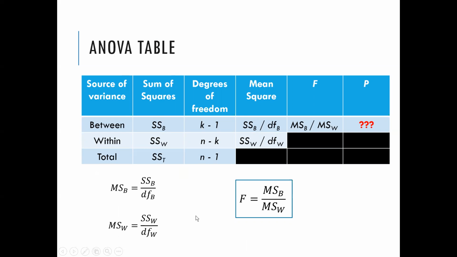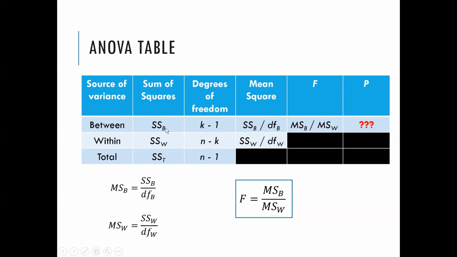So if we were to complete our ANOVA table, this is what it would look like. So I mentioned the mean square earlier, and that's just the sum of squares divided by the degrees of freedom for the corresponding source of variance.